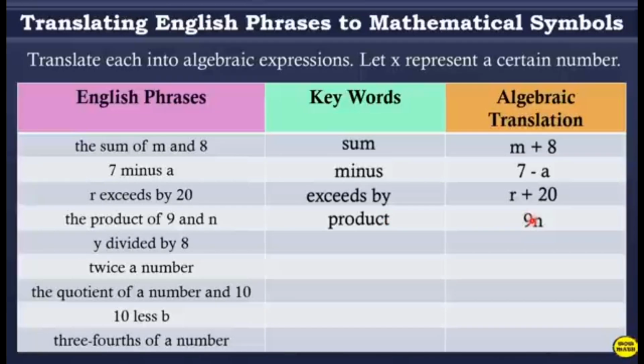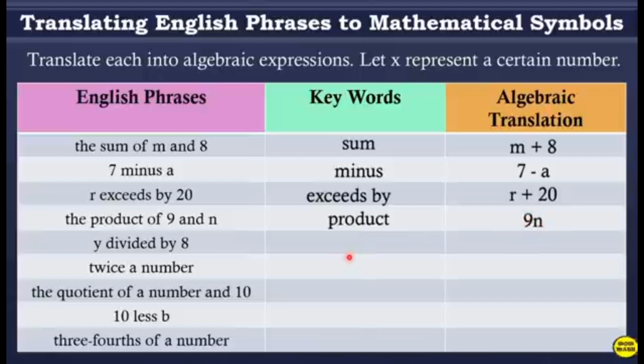So 9 times n. Now, bear in mind that with 9 and n, though we cannot see the operation there, the dot or the x or the parenthesis, it is immediately understood that if there is no operation between two variables or between a coefficient and a variable, automatically the operation is multiplication. So therefore, the product of 9 and n, we have 9n.